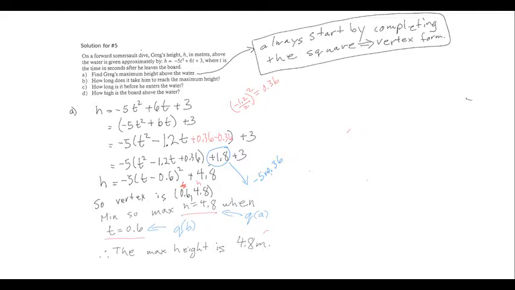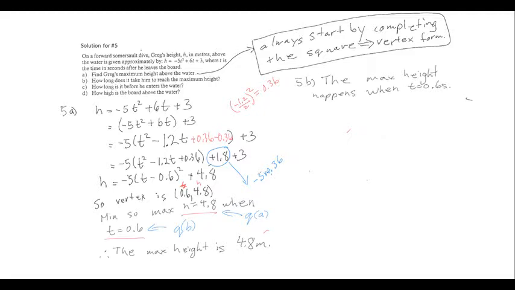Now, for part B, let's do that now. It says, how long does it take him to reach the maximum height? Well, it takes him about 0.6 seconds to reach its max height. So you're going to say the max height happens when the time is 0.6 seconds.